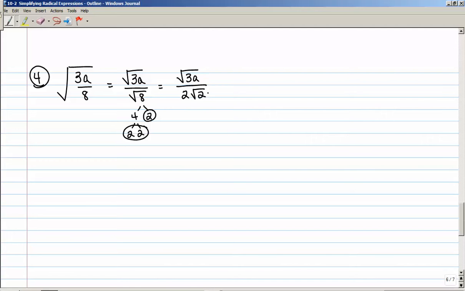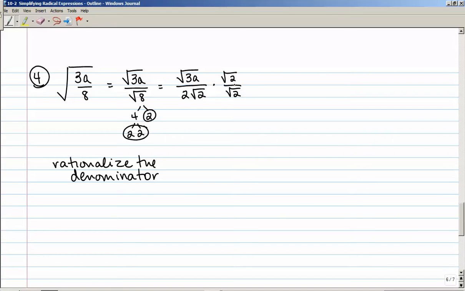But remember, one of my rules on whether or not a radical expression is simplified is that I can have no square roots, no radicals in the denominator. So I cannot have this square root of 2 in the bottom. So what I need to do is called rationalizing the denominator. Square root of 2 is an irrational number, and I need to make it a rational number. To do that, I'm going to multiply it by 1. And the way I'm going to write 1 is square root of 2 over square root of 2.